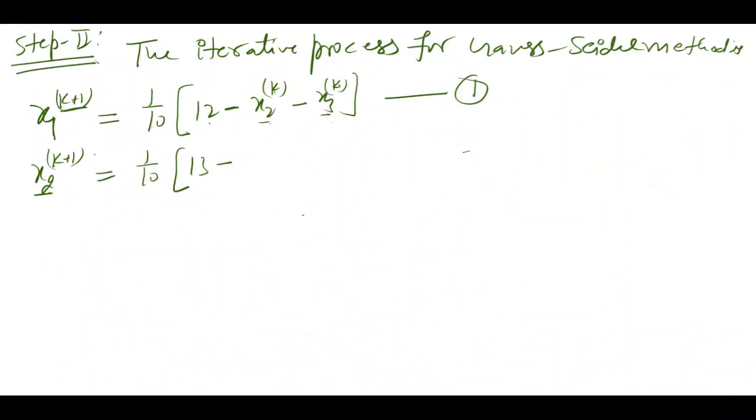So in that case, here this is 1 upon 10, 13 minus, so this will be 2 x1^(k+1) minus x3^k, and this is equation 2.